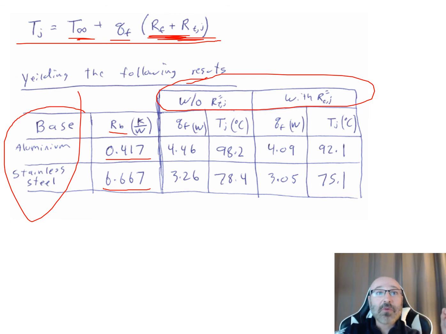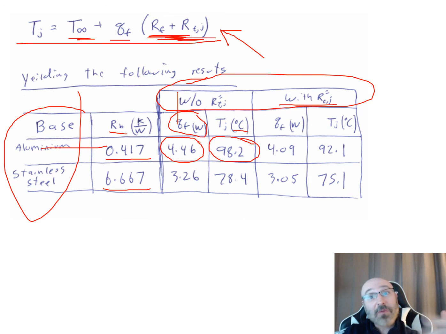So if we're dealing with aluminum, plugging in for the base without contact resistance, that's why this chart is nice, we can go down the column. The aluminum base without contact resistance gives a Q sub F of 4.46, and our junction temperature, T sub J, is 98.2 degrees Celsius. Then if I want to do it with contact resistance, I can rerun that calculation and plug back in. In MATLAB or even Excel, you can write a little formula that automatically calculates this, with a list of different values you can alternate through. For aluminum with contact resistance, we have a Q sub F of 4.09 and a junction temperature of 92.1.